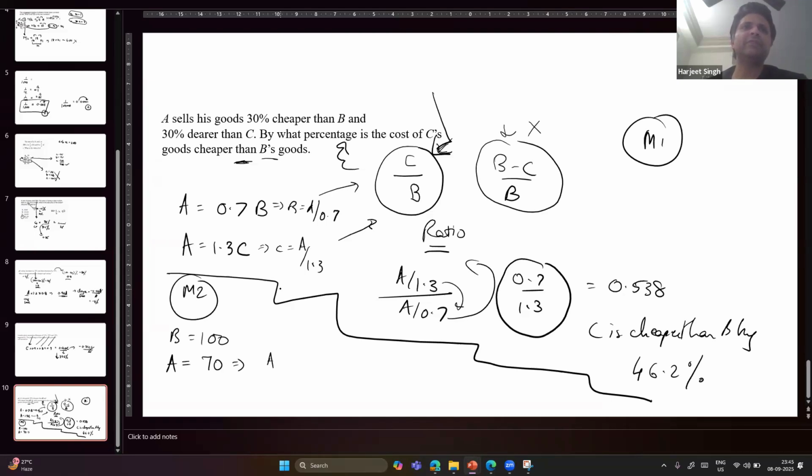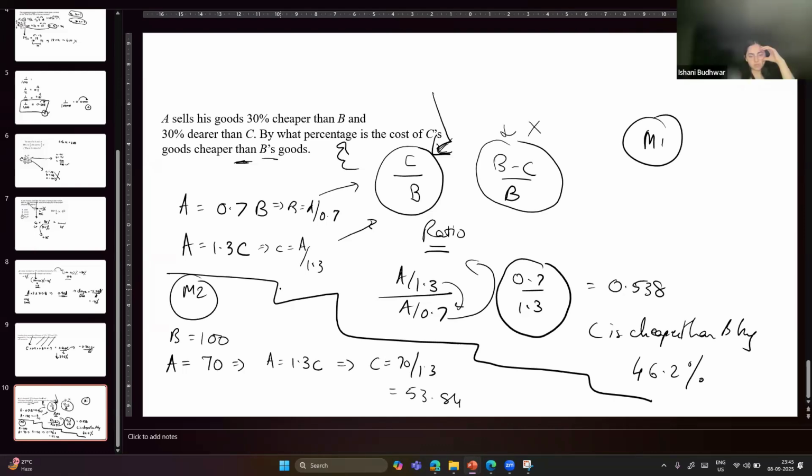So can I say A equals 1.3 times C, correct? So what is C? 70 by 1.3, which is 53.84. So C by B is 53.84 divided by 100. Same answer. So I've shown you two ways of doing this.